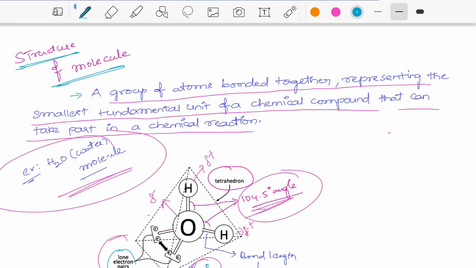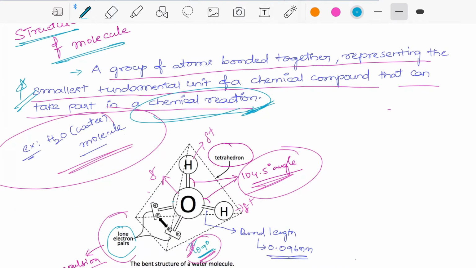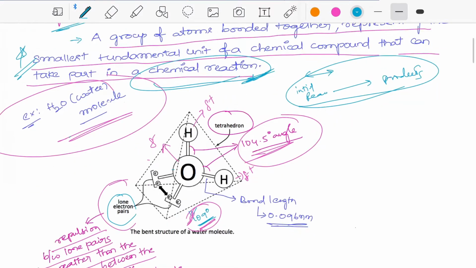Okay, the structure of a molecule. What is a molecule? A molecule is a group of atoms bonded together, representing the smallest fundamental unit of a chemical compound that can take part in a chemical reaction. Basically, a chemical reaction consists of molecules. The molecules react with each other to carry out a chemical reaction. There will be some initial compounds, then the reactants form the products. So all this happens between the atoms, which are in the form of molecules.